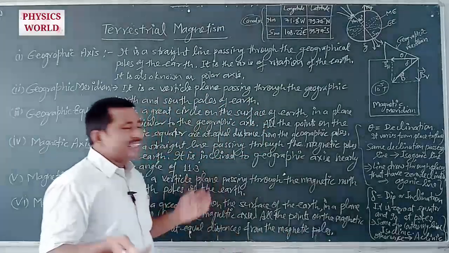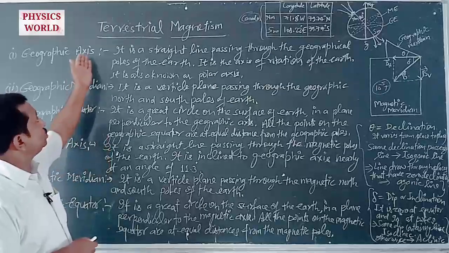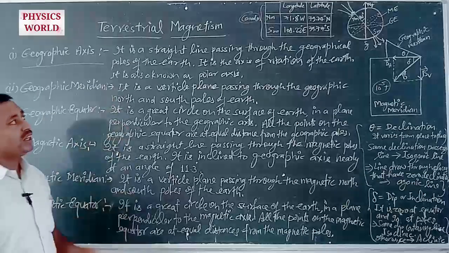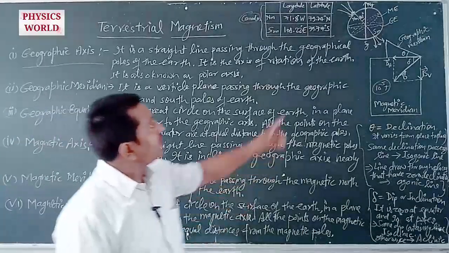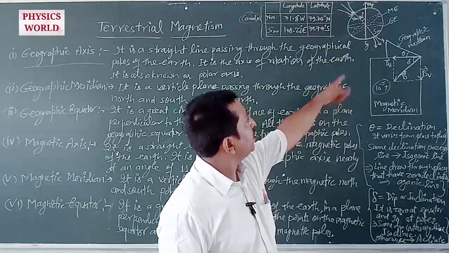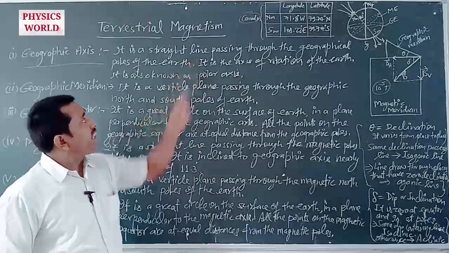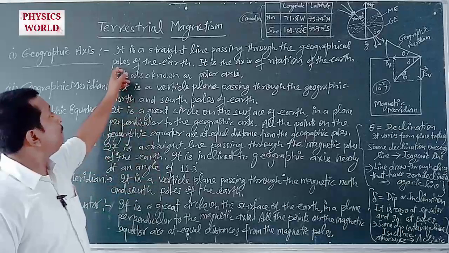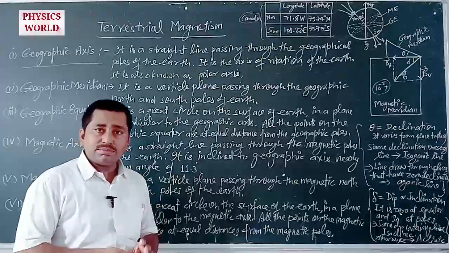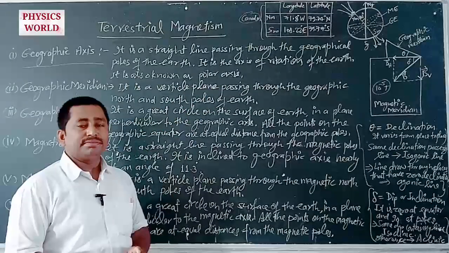So let us come to know some different concepts with respect to terrestrial magnetism. First is the geographic axis. So what is the geographic axis? You are seeing NG and SG. This is the axis of the Earth about which Earth rotates. It is a straight line passing through the geographical poles of the Earth. It is the axis of rotation of the Earth, and it is also known as the polar axis.